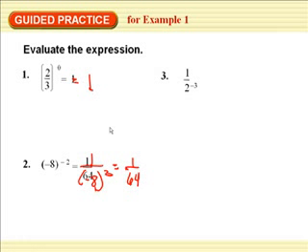Now look, that one's on the bottom now. There's our fraction. Now to make that positive, you got to move it up. So it's just going to be 8. 8 over 1 is 8. Again, 0 power is 1.